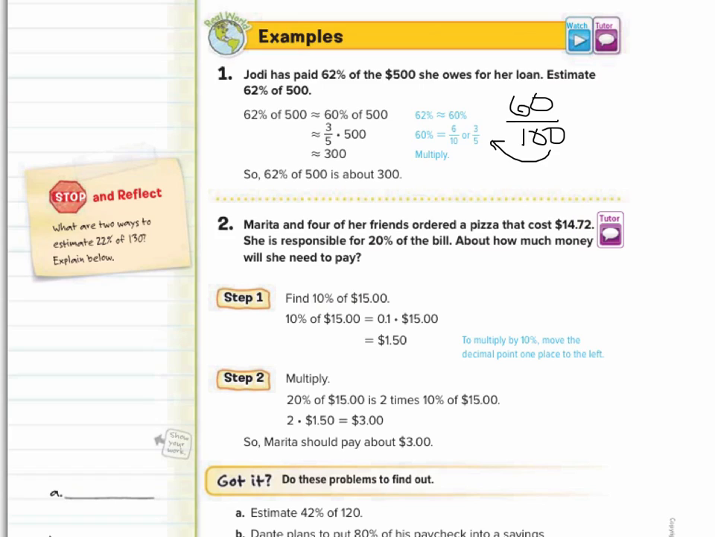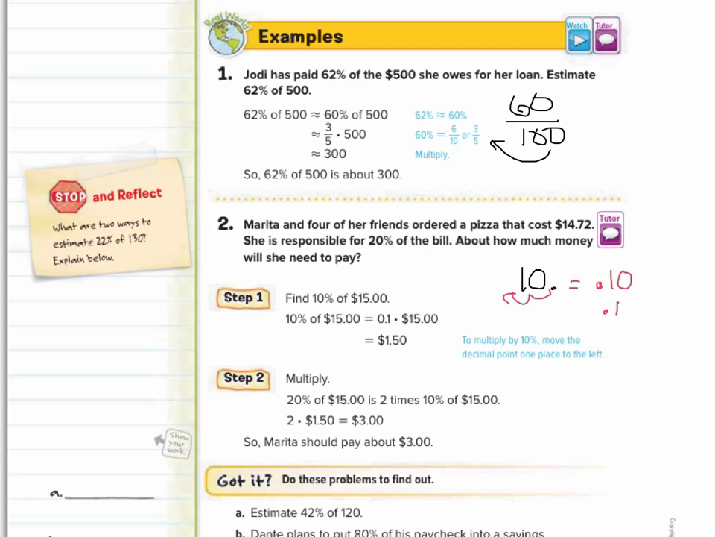So if we find 10% of 15, one way of doing that, 10% as a decimal, well, if we move the decimal place back twice, is equal to 0.10, or simply 0.1. And so 0.1 times 15 is $1.50. And we have an excellent note right here. To multiply by 10%, move the decimal point one place to the left. I hope you can notice where they did that right here with the $15.